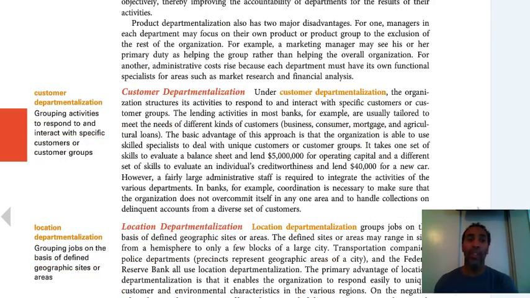Customer departmentalization, grouping activities to respond and interact with specific customers and/or groups, right? So if this is our customer and there's a certain demographic, certain age group, then we're going to departmentalize what we do with them. So for example, it takes one set of skills to evaluate a balance sheet and lend $5 million for operating capital, and a different set of skills to evaluate an individual's creditworthiness and lend $40,000 for a new car. 2 totally different things, 2 totally different hats, 2 totally different wheelhouses.